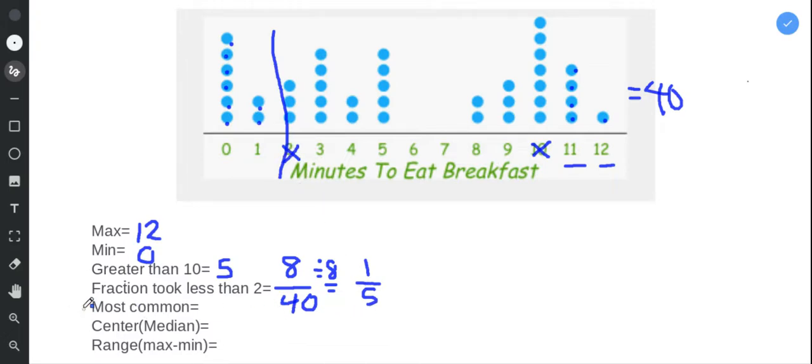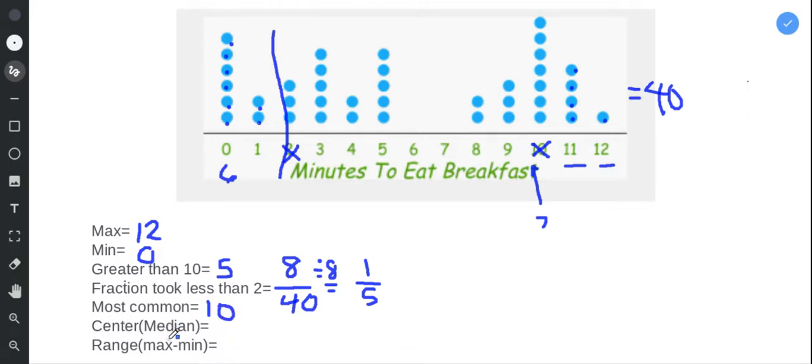Another bit of information you can pull out is what's most common. What's the most common number of minutes people take to eat breakfast? That's just the most dots. Which one has the most dots? In this case, I see that 10 has the most. It's the highest. And just to make sure, if there's 2 that are close, I could count them. 1, 2, 3, 4, 5, 6 people took 0 minutes. 1, 2, 3, 4, 5, 6, and that's 7 people took 10 minutes. So 10 minutes is the most common number of minutes to eat breakfast.